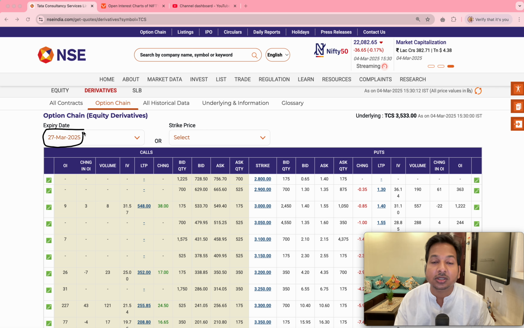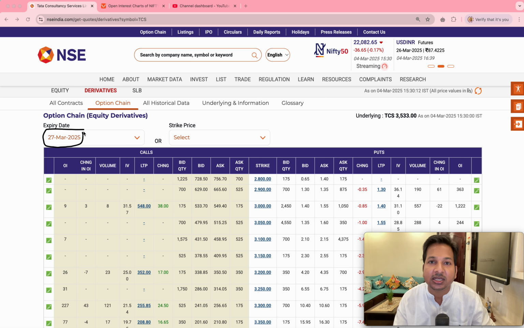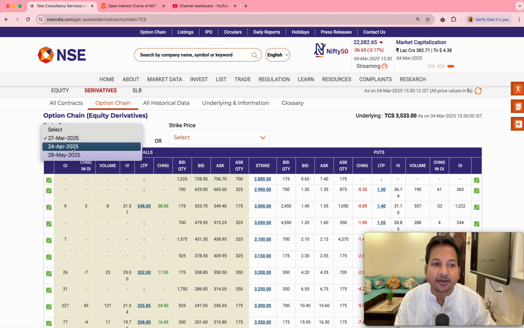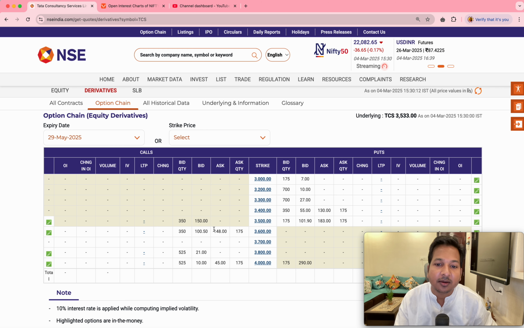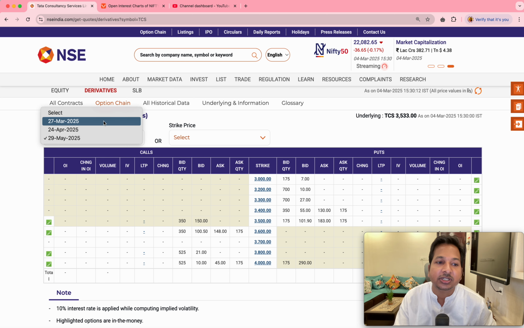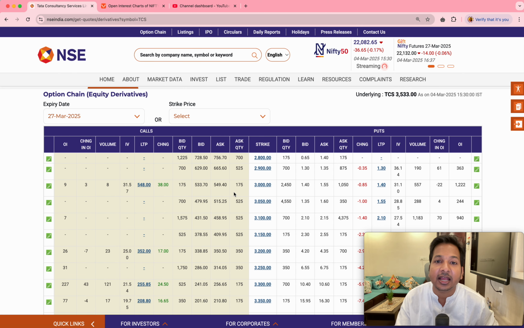For each stock, there are three expiries available: current month, next month, and far month. Current month is March, then April, and May. The last Thursday of each month is the expiry. If you click here, 24th April and 29th May are also showing. But for the far month, 29th May, not much data is there, because people don't want to trade in that far a period. Liquidity is not there. Better you stick to the current month data, because the current month has the most data and liquidity.